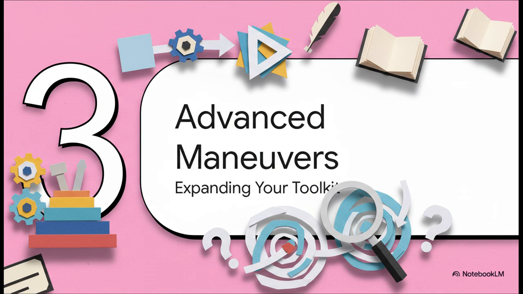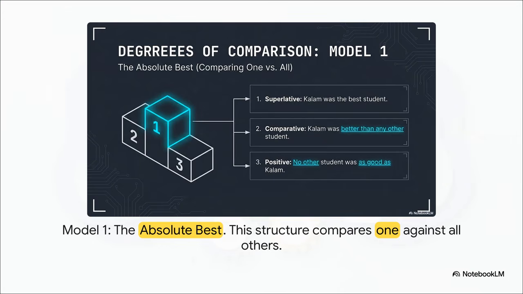These are the tools that are going to help you tackle the full range of transformations you'll see in question 13. First up, degrees of comparison, Model 1. This is the one you use when you're talking about the absolute best. Number 1, top of the list. Just look at the structure here. You can say it's the best, or better than any other, or even no other was as good as. All three of those sentences mean the exact same thing.